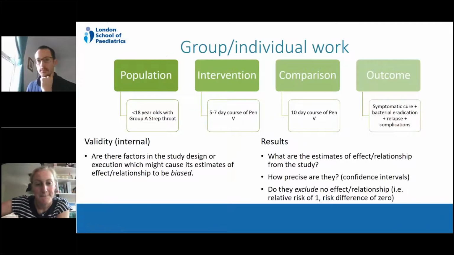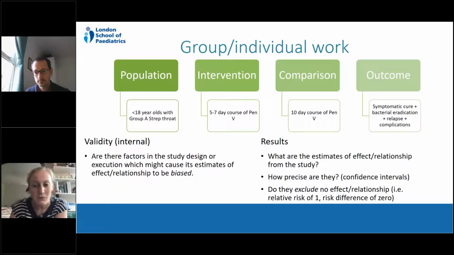And here's a reminder. This is our question that Abdi has come up with for this scenario. This is what you should have in your mind when you're reading the paper. Is it answering the question, looking at the population, intervention, comparison and outcome that we've selected? And those were just the hints for if you're looking at the validity or the results. If you have any problems or want a little bit of a hint, just message either us directly or post in the group.